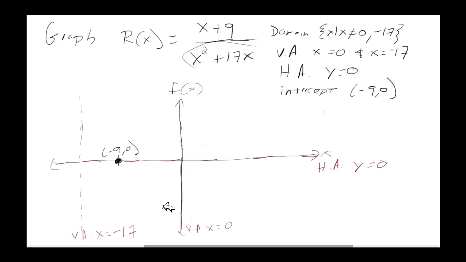Okay, here's everything. Here are my x's. I've got vertical asymptotes at minus 17 and at 0, the vertical, so up and down lines. I have my horizontal asymptote here at y equals 0, and I have my 1 intercept.